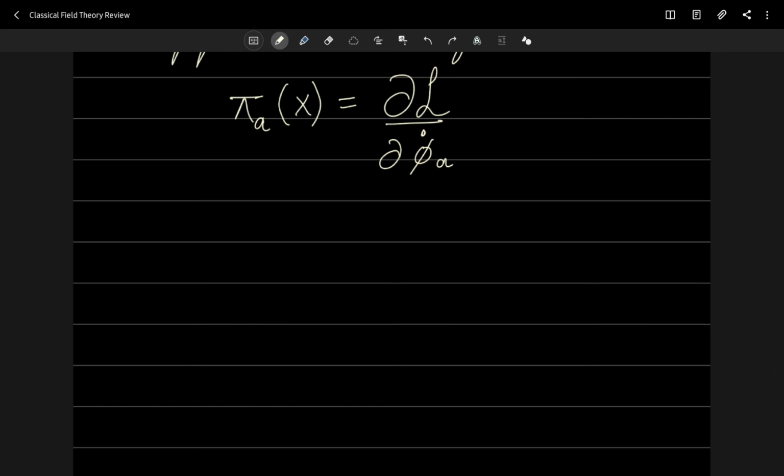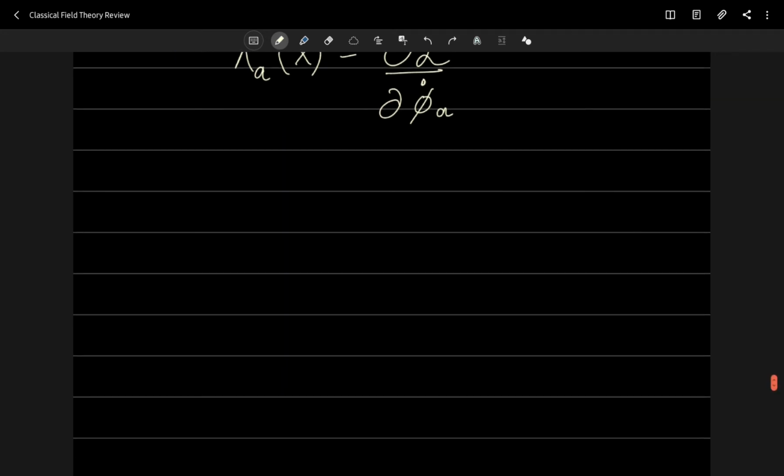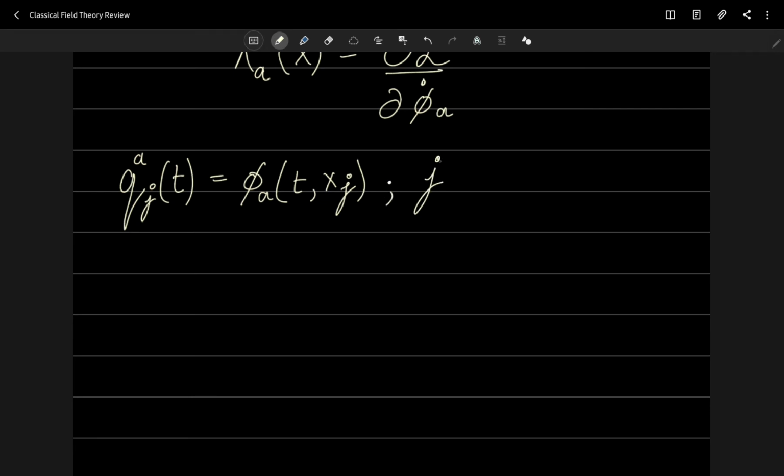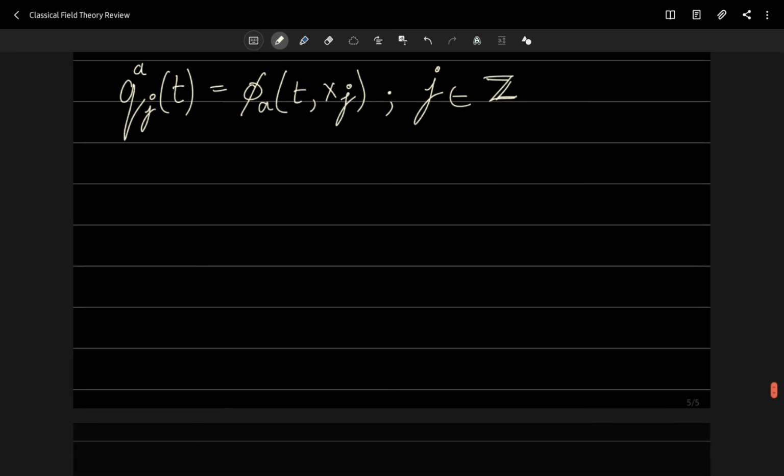Now, discretization yields generalized coordinates, and they're defined by the field itself, of the form q_j^a of t is equal to phi a of t, x_j, where this j belongs to the integers. Now let me first visually show you what I'm talking about.